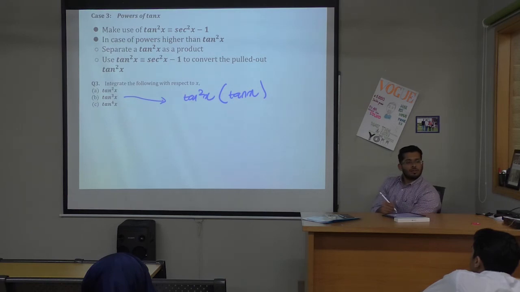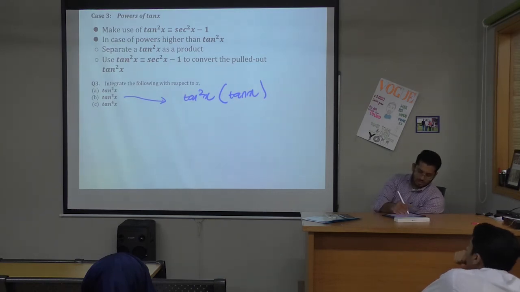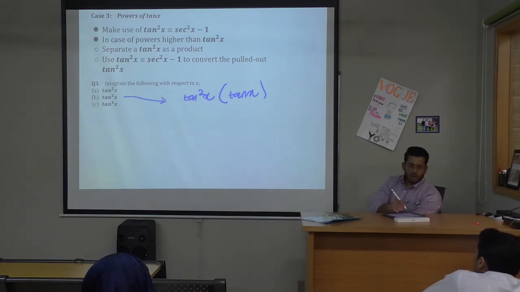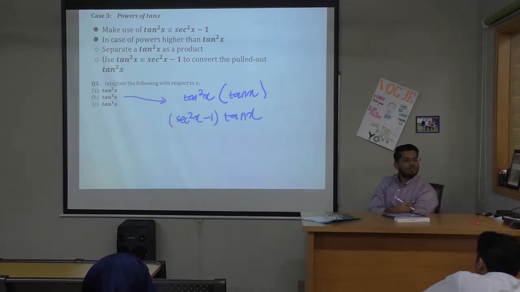This is tan cube x. ठीक है? Now it says use this identity to convert the pulled out tan square x. Let's do that. So you have secant square x minus 1 into tan x. ठीक है? Now दो brackets है, what can we do? Multiply कर सकते हैं. Let's do that.